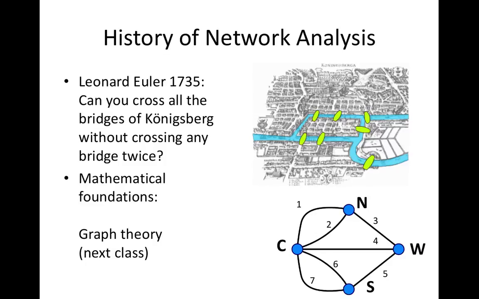Leonard Euler, back in 1735, proved a problem using network thinking. And he was the first person in the history of humanity who thought about relationships in an abstract sense. Not about points and their properties, not about areas, but about relationships. The problem he solved is known as the Bridges of Königsberg.